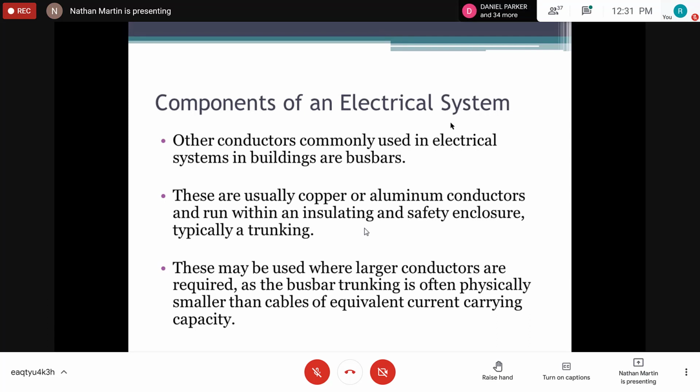All right? And 90% of the time, the enclosure is made from galvanized or metal material. All right? Yes, sir. All right.